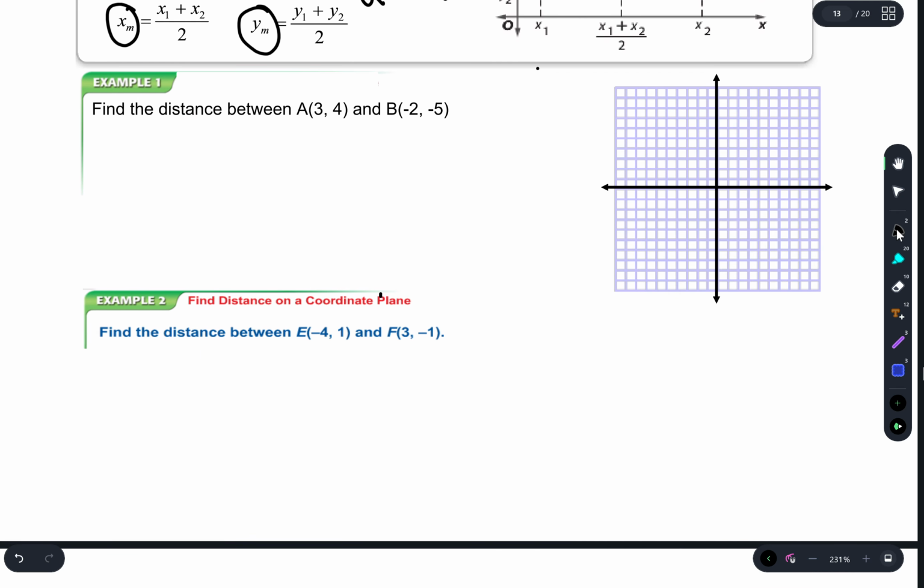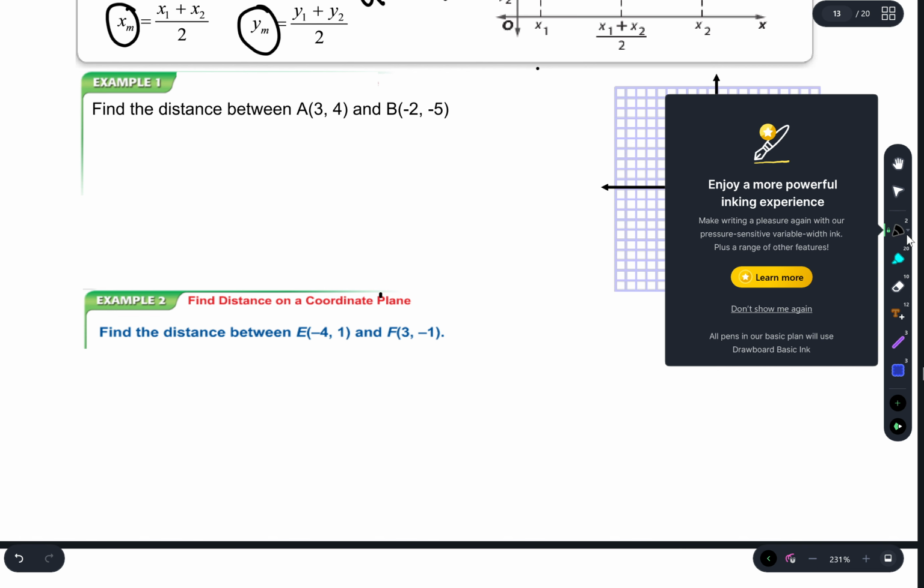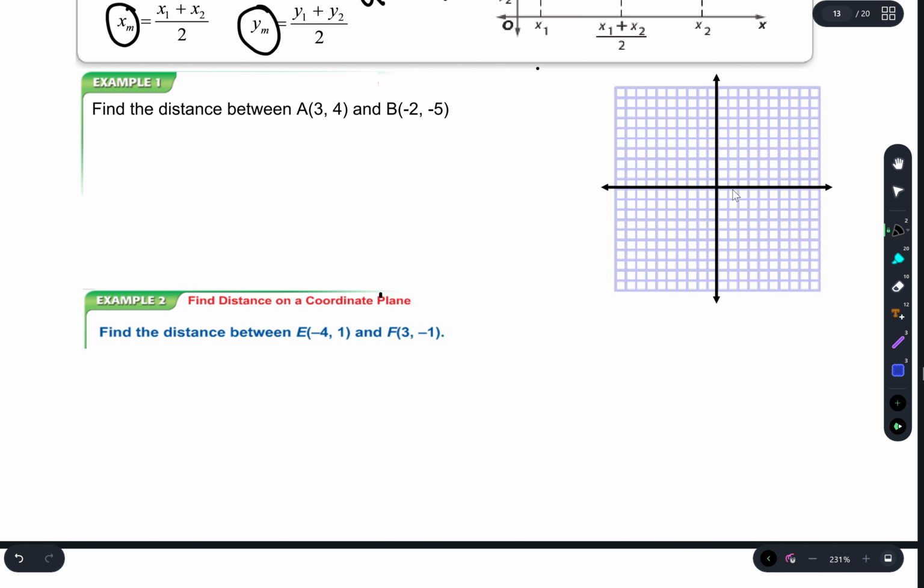Okay. So find the distance between A and B. This time I have a graph. I don't always have a graph, but it's kind of nice to visualize when I do. So let's go ahead and plot A and B on here. A is at 3, 4. And B is at -2, -5. Connect those up. And let's call that length D, that distance D.